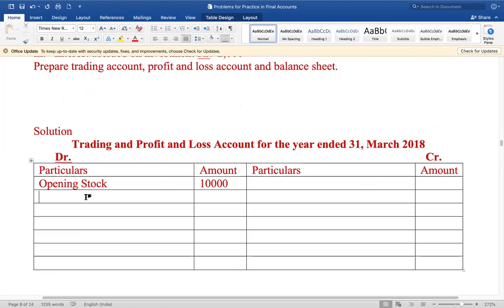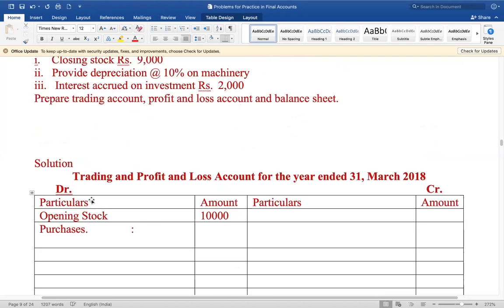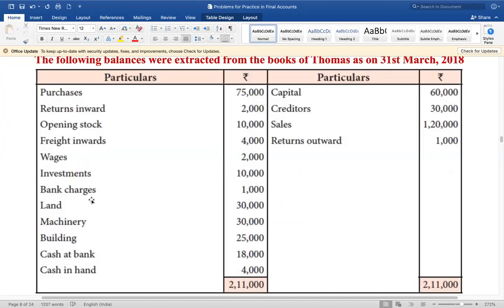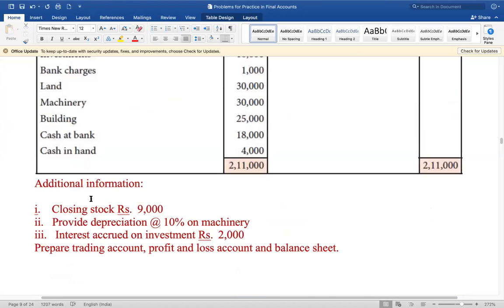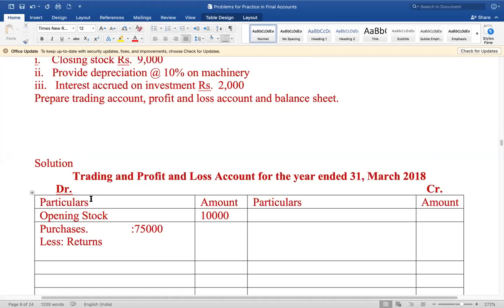Next item is purchases. Is there any adjustment for this? Purchase amount we'll take first. What is the amount? Purchase amount 75,000, and less returns. What is the amount of returns? The amount of returns is 1,000.